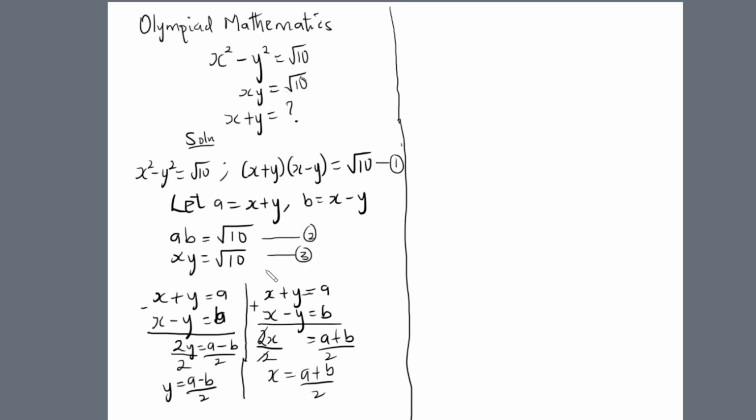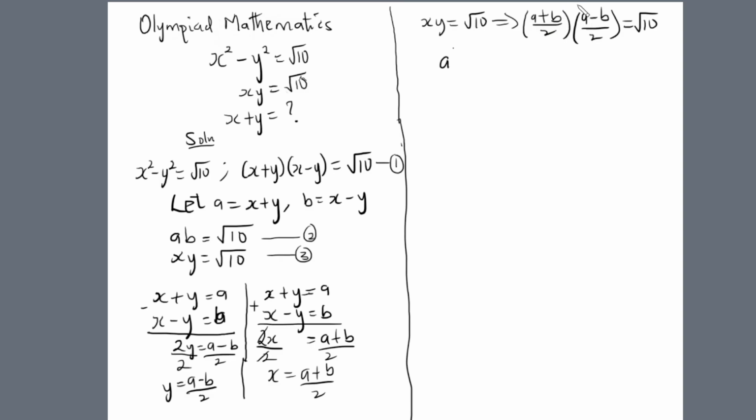Now, remember equation 3, xy equals the square root of 10. So if xy equals the square root of 10, and now we are saying x is a plus b over 2, and y is a minus b over 2, it means we'll multiply them and equate to the square root of 10. So I'm going to multiply the numerator with the numerator, denominator with the denominator.